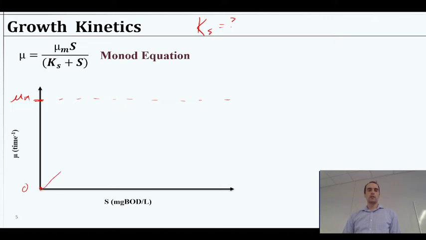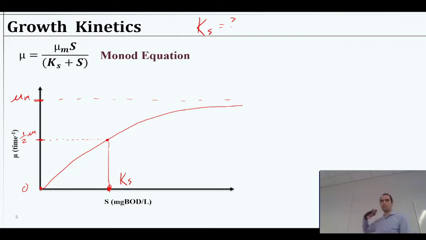And then it'll look something like this, where eventually we reach mu max. And at some point, we have half of that, right? So 1/2 mu max should, let's say, be right there. And to find that Ks value, what we're doing is we're saying, okay, well, how much food is required to reach that? And that then is our Ks. So that's just a little picture of where that Ks is coming from.